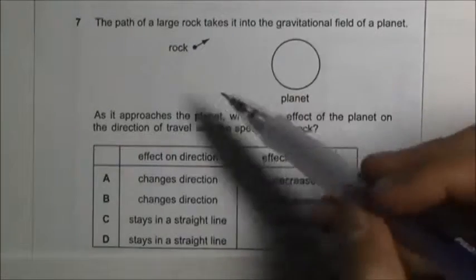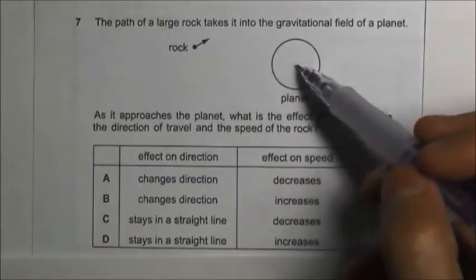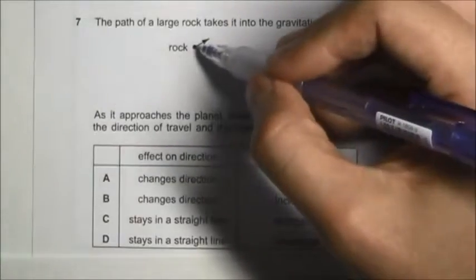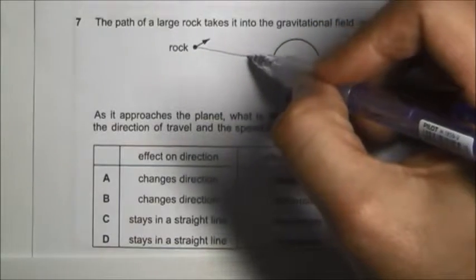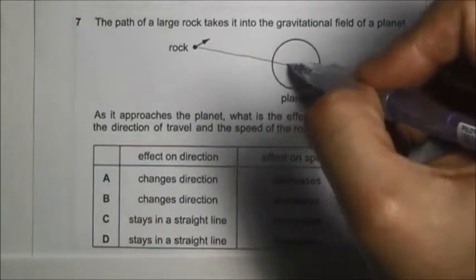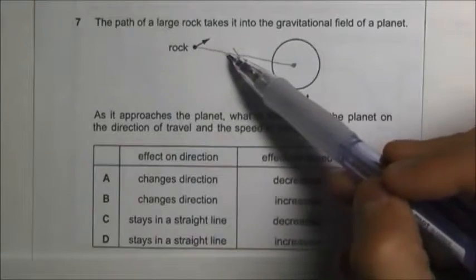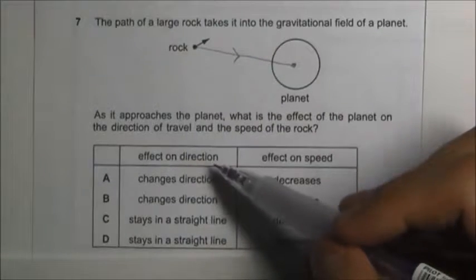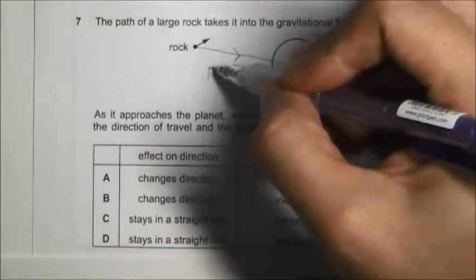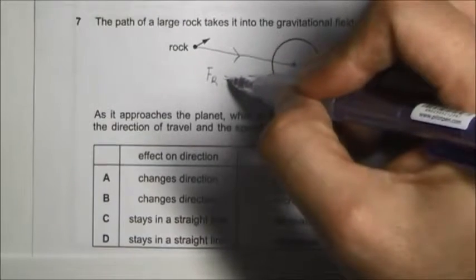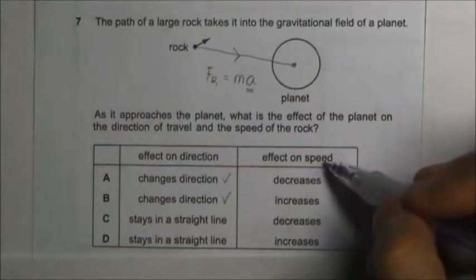Okay, we can see that there's a rock that is moving at a distance away from a planet. So the rock will be subjected to a gravitational force that is directed to the center of the planet. Because the rock is pulled by the gravitational force, there will be a change in direction. And since there is a resultant force on the rock, and resultant force is equal to ma, it's going to cause an acceleration, so it causes the speed to increase.